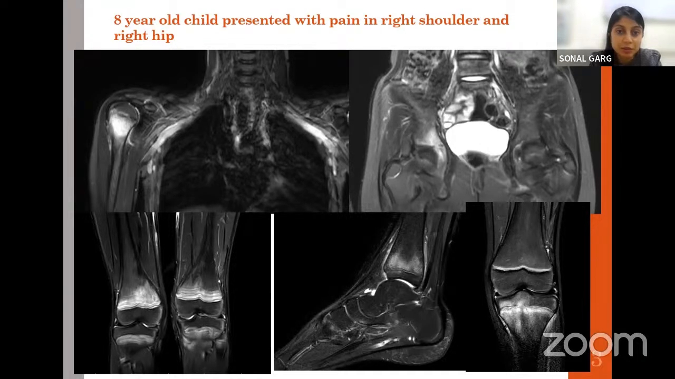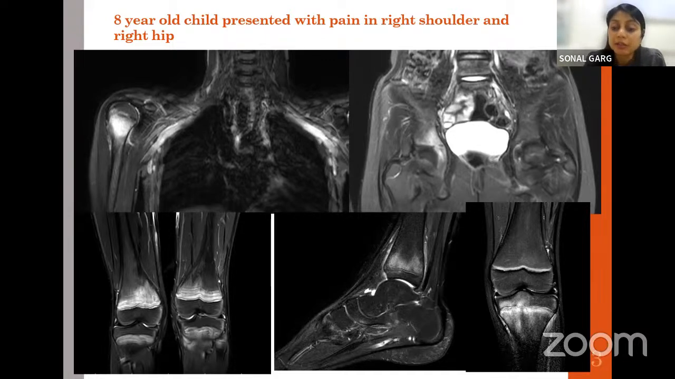Would anybody like to take a guess? Okay, so this is an entity called chronic non-bacterial osteomyelitis, where you see multiple focal areas of this type of marrow signal abnormality, which is basically an osteomyelitis that is not caused by infection. It is actually an auto-inflammatory process.